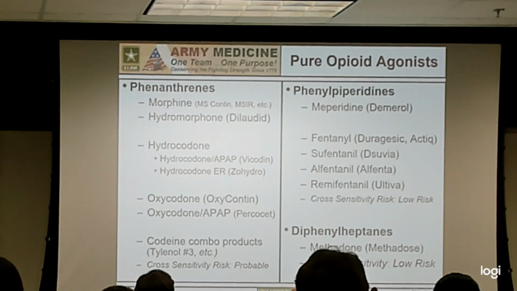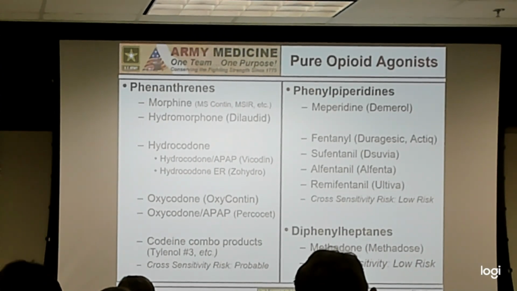Okay? Your phenylpiperidines, the one that you see all the time is fentanyl, of course, cross-reactivity low. And then your diphenylheptanes, your methadone is the one that's there, low cross-reactivity as well with that one.